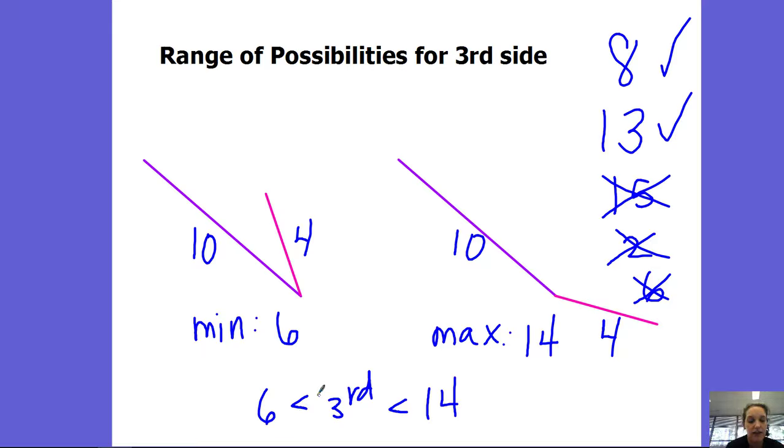It's not greater than or equal to 6. It has to be greater than 6. So 6 and 14 don't work. It has to be less than 14. So like 13.9, cha-ching. 6.1, cha-ching. This has to be greater than 6 and less than 14 for the third side.